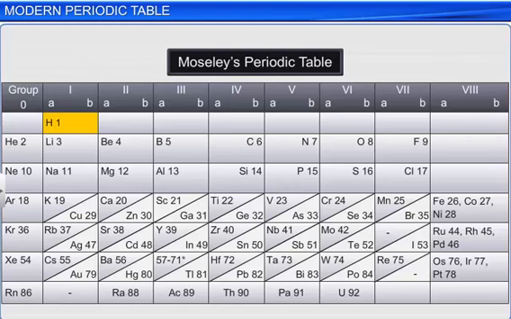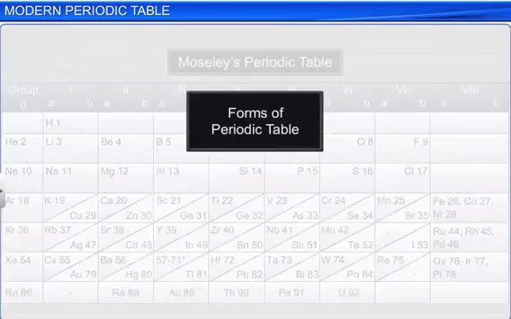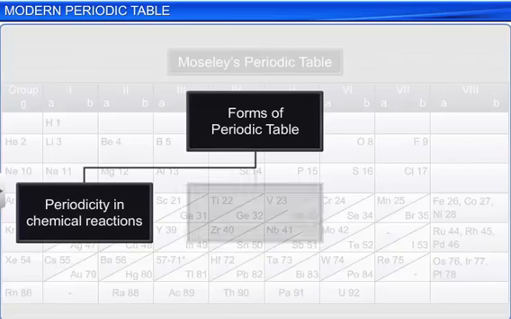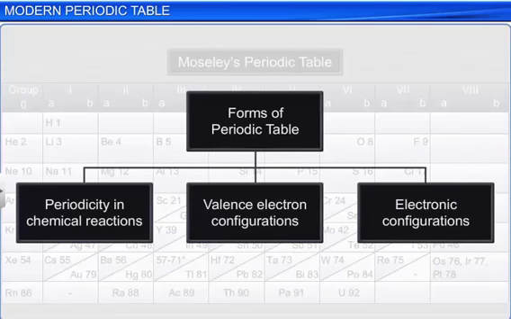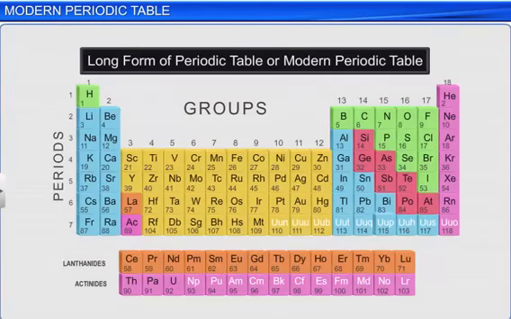After Moseley modified the periodic law, several scientists drafted various forms of periodic tables that focused on factors such as chemical reactions, valence, and electronic configurations of elements. Of all these periodic tables, the long form of the periodic table, which is synonymous to the modern periodic table today, is the most convenient and widely used table.